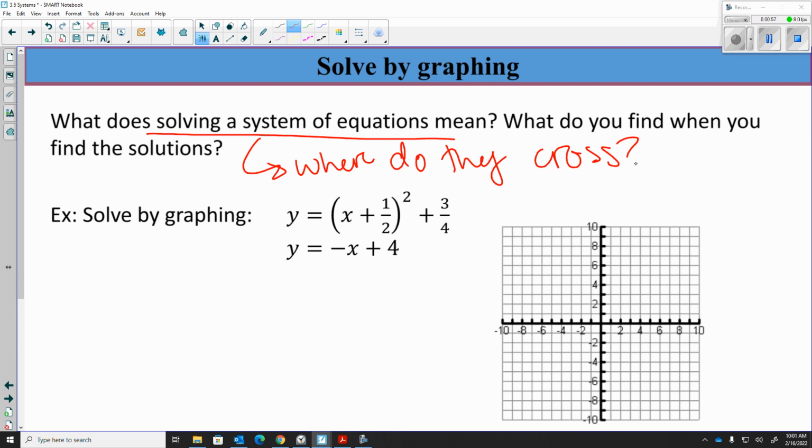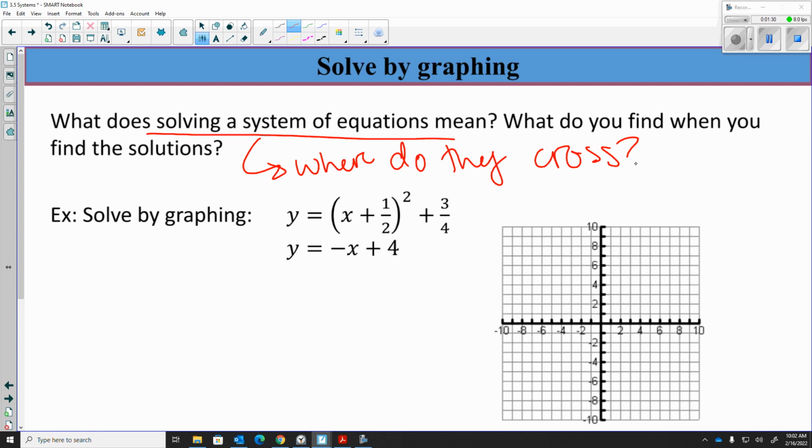And there were some tactics that we used to do this during Algebra 1. We did solving by graphing, and then you did two things called substitution and elimination. Maybe you remember those, maybe you don't. But we're going to talk about how we do all of them.